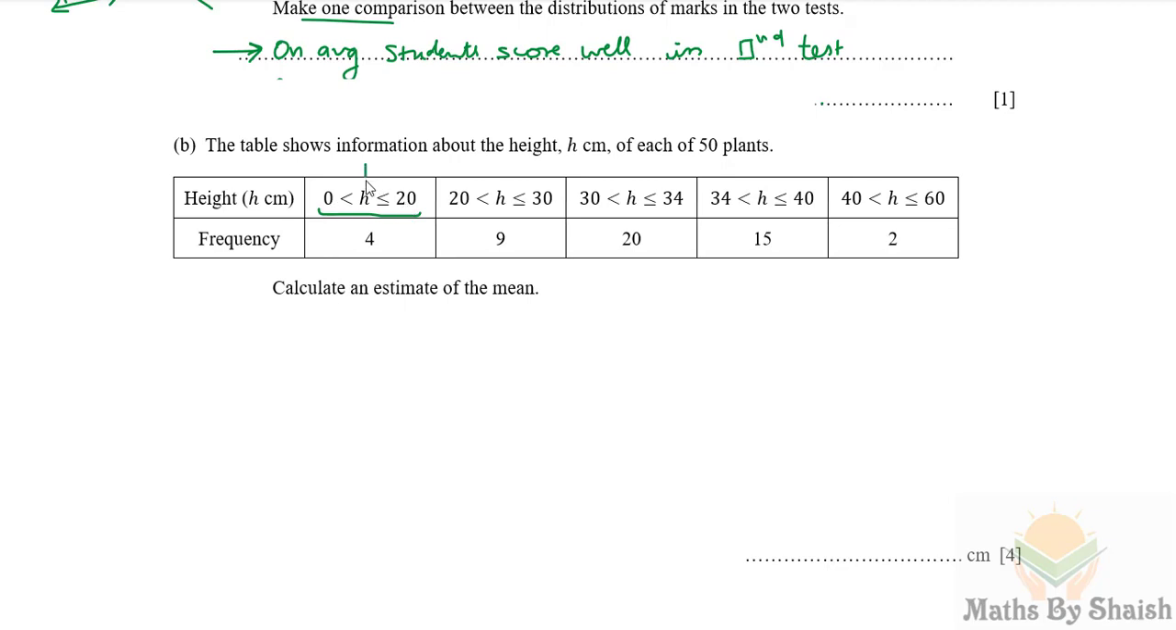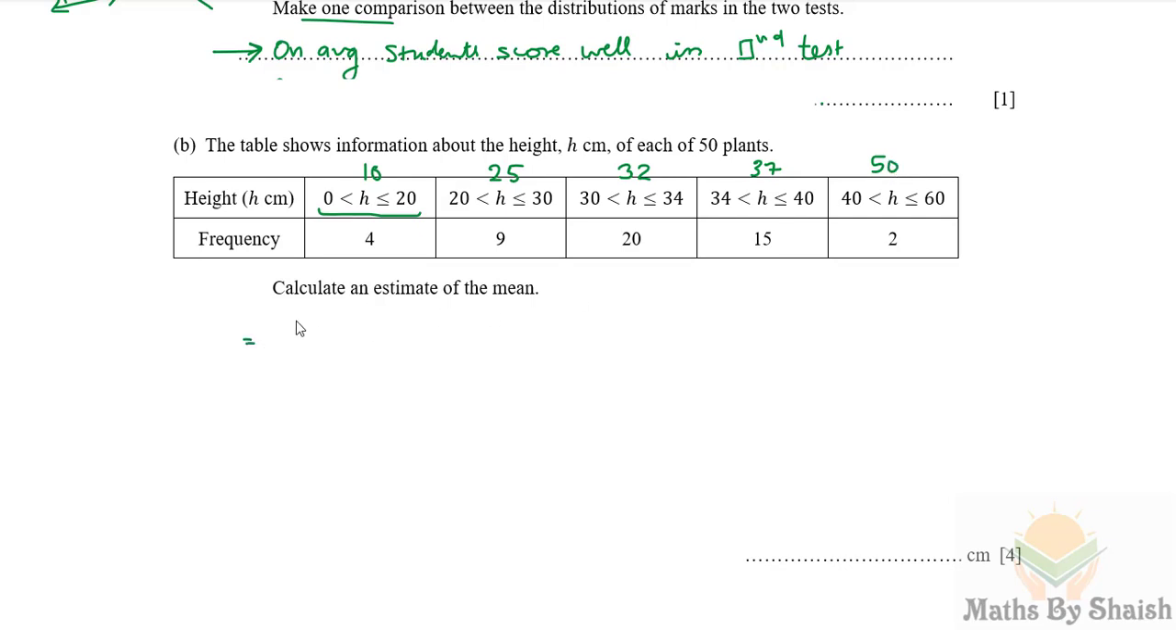So for 0 and 20, the mid value is going to be 10. Here 20 and 30, the mid value is 25, sorry, not 30, 25. And here 30 and 34, it is 32 is the mid value. Similarly 34 and 40, we can also get the mid value by adding the boundary values and dividing by 2. So here it is 37, and for 40 and 60, it is visible that it is going to be 50.